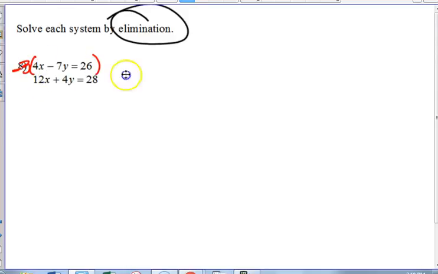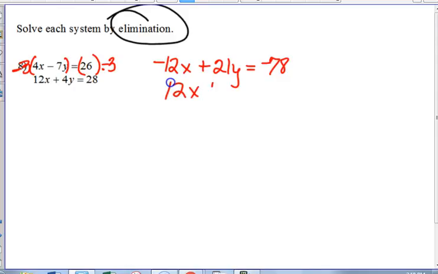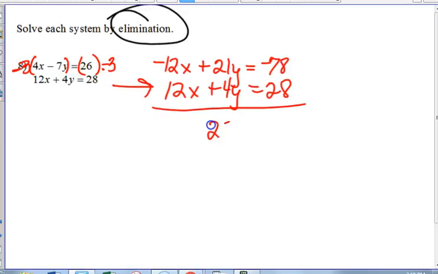Everybody okay? So we have to multiply all the way through both sides. So really, I suppose if I were being a proper math teacher, I'd write the negative 3 on both sides. All right, we get negative 12x plus 21y equals negative 78, I think. And then we have 12x plus 4y equals 28. I just rewrote that one. And we have 25y equals negative 50, so we get what? Y is negative 2. We still have to plug it back in somewhere to find x.